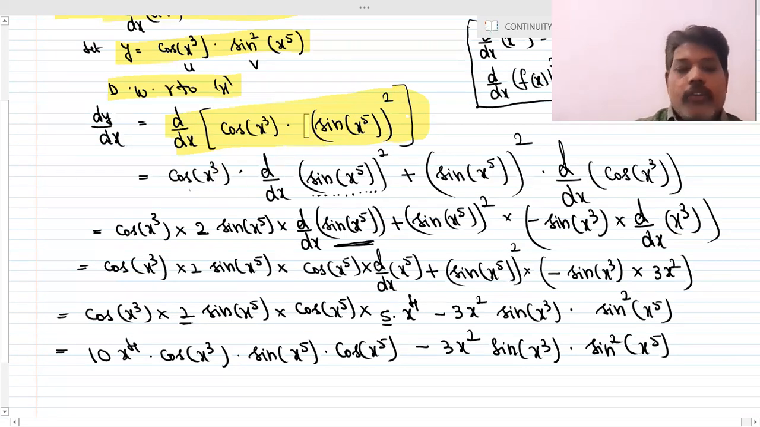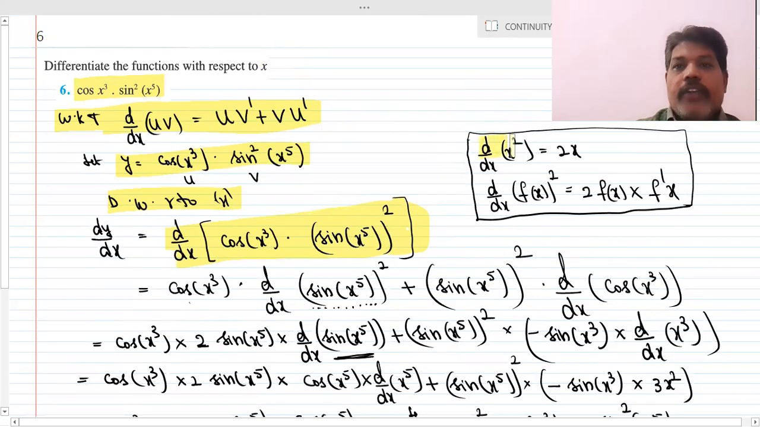Here you have to understand that the derivative of x square formula is important. The derivative of x square is nothing but 2x. The derivative of f of x whole square, where f of x is any function, that is sine square x or cos square x or like that, is nothing but 2f of x into f dash of x.